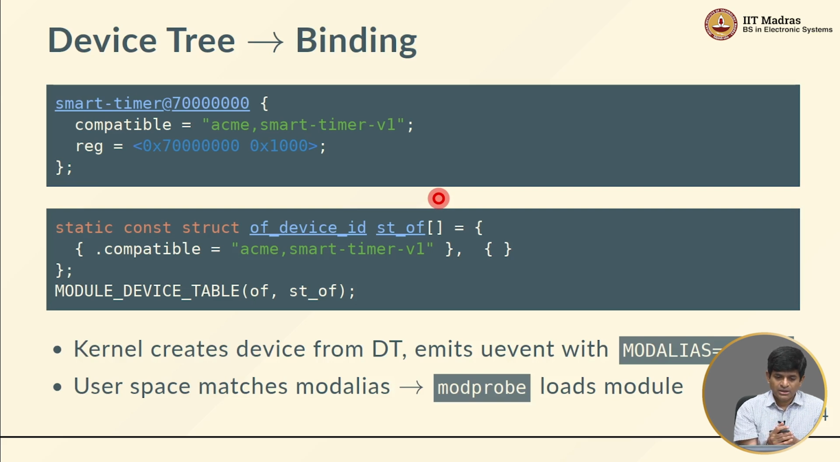Okay. So now what happens is, as and when the kernel loads up, it picks up this device tree specification, not as a DTS file but compiled into something called a DTB file, a device tree blob. It creates a device corresponding to that, and usually, depending on the way the kernel has been set up, there is something called a uevent, a user space event, which is emitted by the kernel. Now what exactly does that mean? Right now we are not going to go into the details of that.